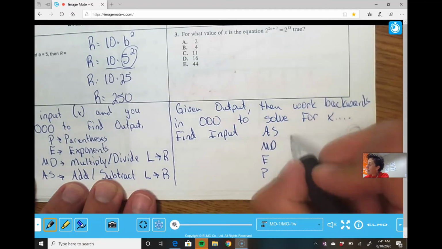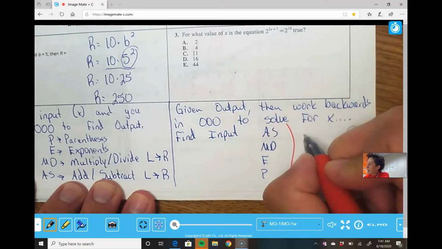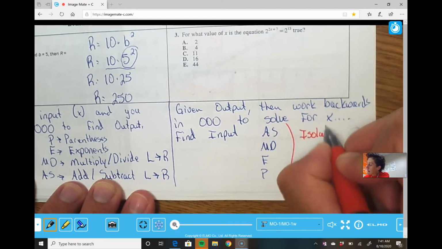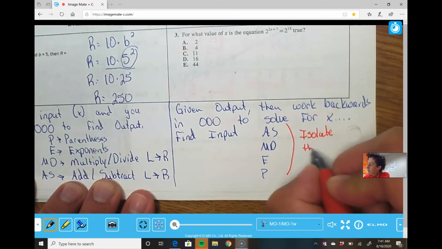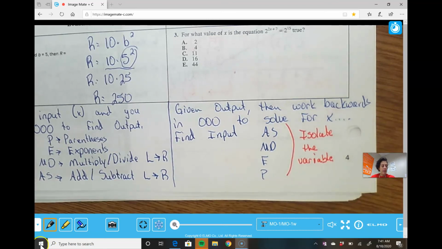This whole process, let me find a different color, is called isolate the variable. Okay? All right, one quick pause.